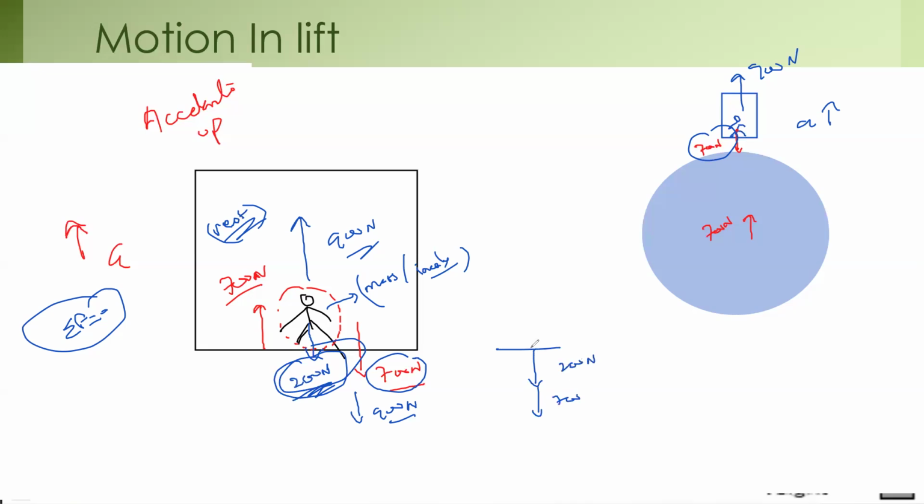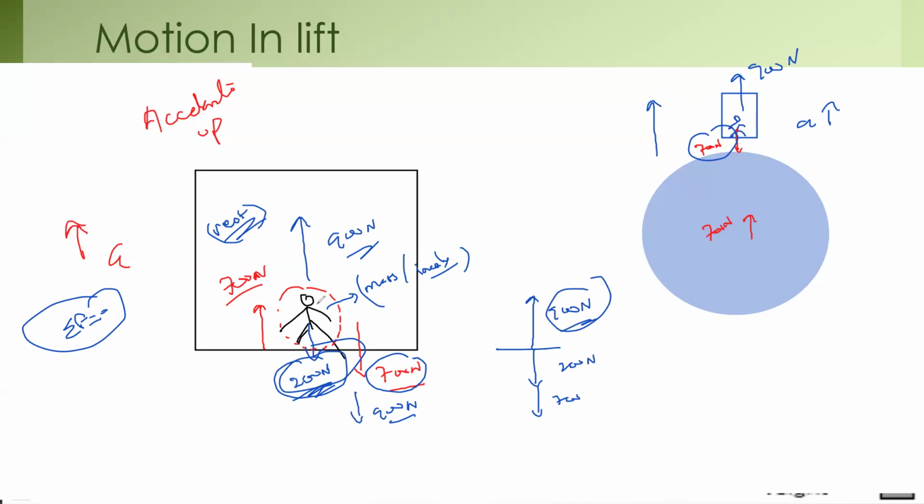So according to Newton's laws, what will be the contact force? The contact force is also 900 Newton. But this 900 Newton contact force is more than your weight with reference to the earth. So that's why you're accelerating with reference to the earth.